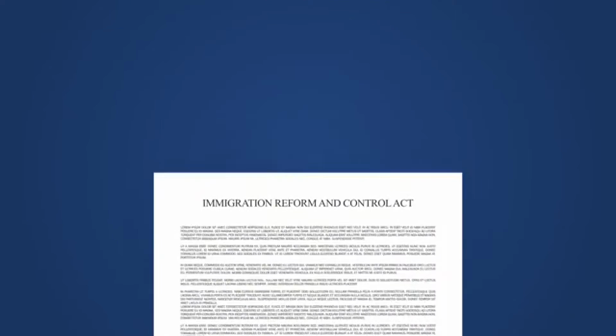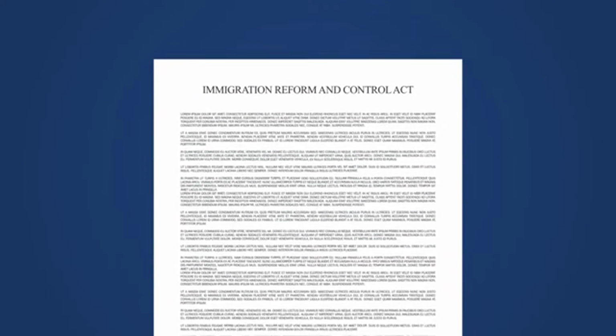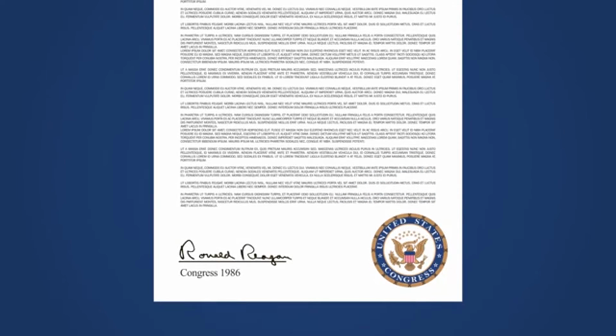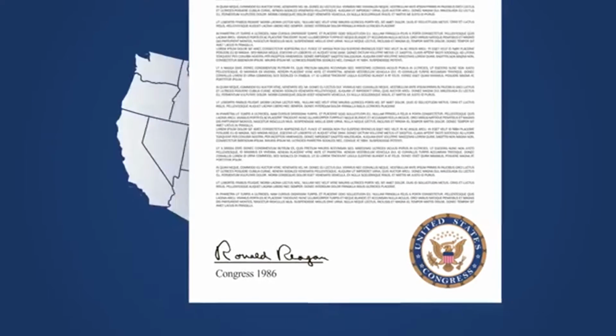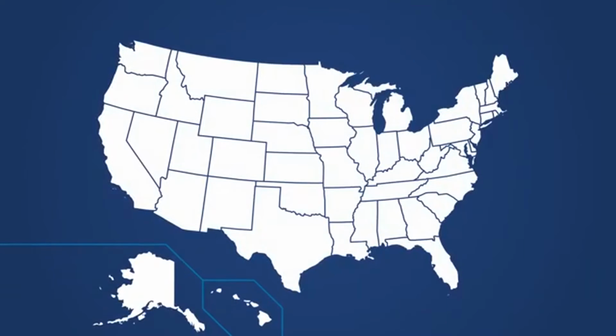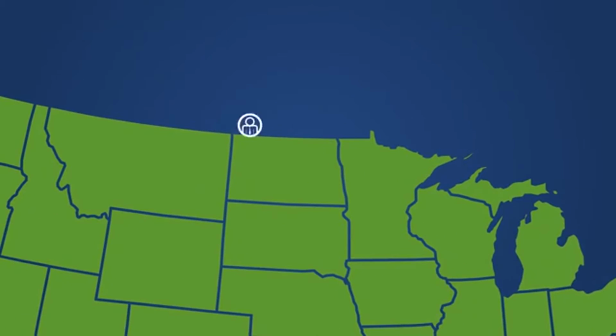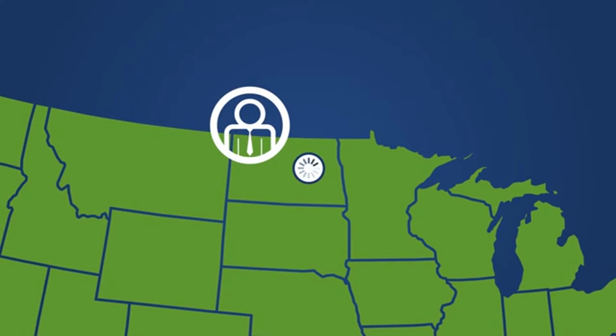Form I-9 was created as a result of the Immigration Reform and Control Act, also known as IRCA, passed by Congress in 1986. This legislation was passed to control and deter illegal immigration to the United States. IRCA places requirements on employers.